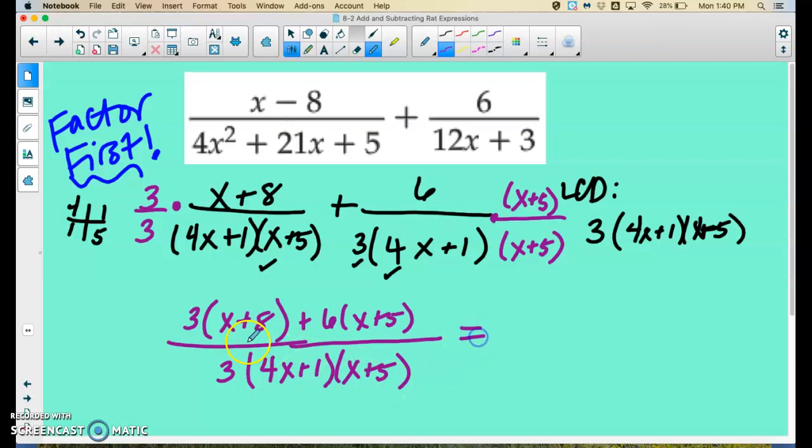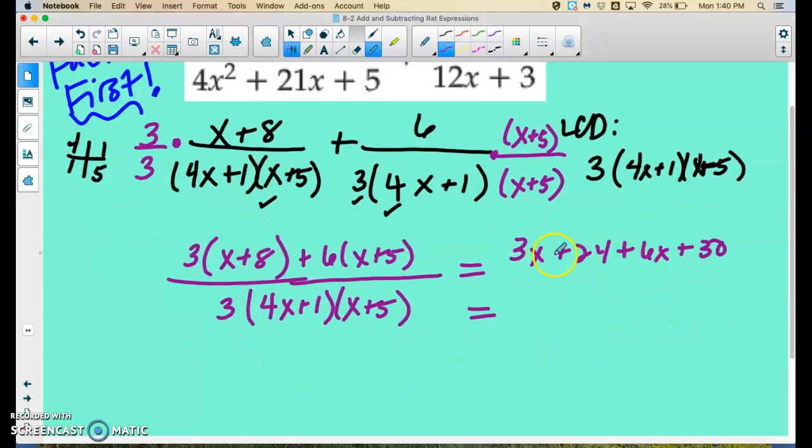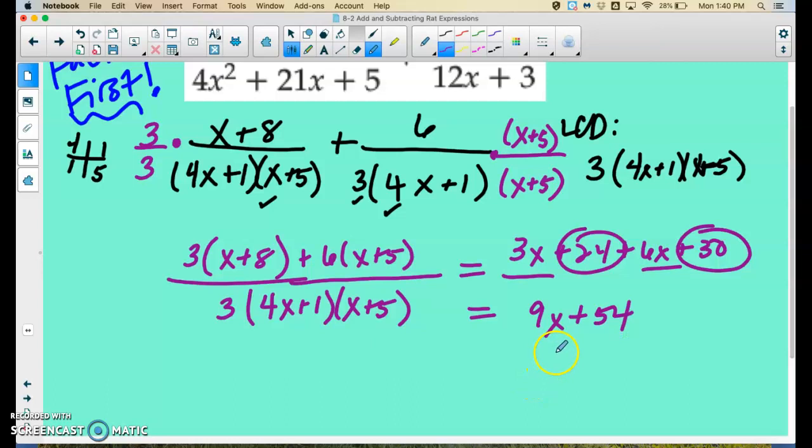Okay, so now let's combine like terms. So it looks like we're going to have 3x plus 24 plus 6x plus 30. Go ahead and combine those like terms. Looks like we're going to have 3x and 6x, so that's going to be your 9x. And then your 24 and your 30, which is going to be plus 54 right here. And then from there, yeah, you could take out that 9. So it looks like we'll get 9x plus 6.